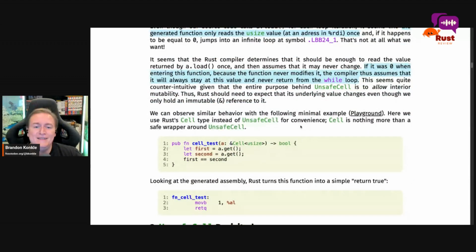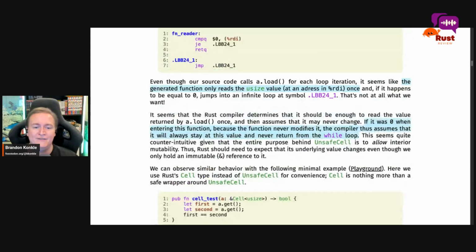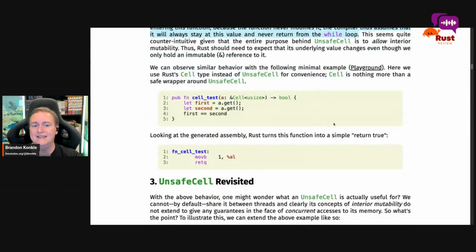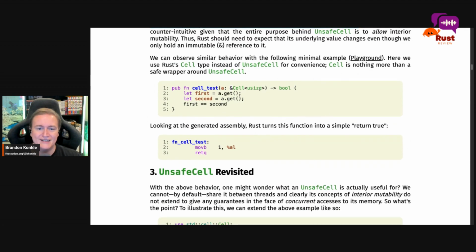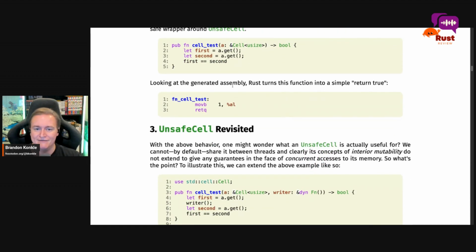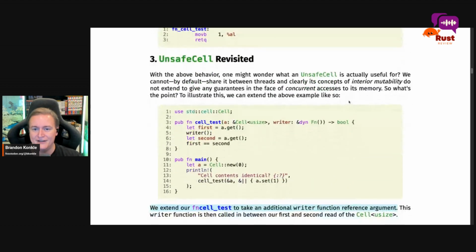So he says that seems to go against the whole point of UnsafeCell. It should allow interior mutability, and what's happening here is that Rust is specifically ignoring the possibility of interior mutability and optimizing it, assuming that it won't. And he goes on to provide a really minimal example that's not even based on an UnsafeCell, just a regular Cell, and talks about how Rust optimizes that too, even though it's being called twice. The assembly doesn't end up looking that way behind the scenes.